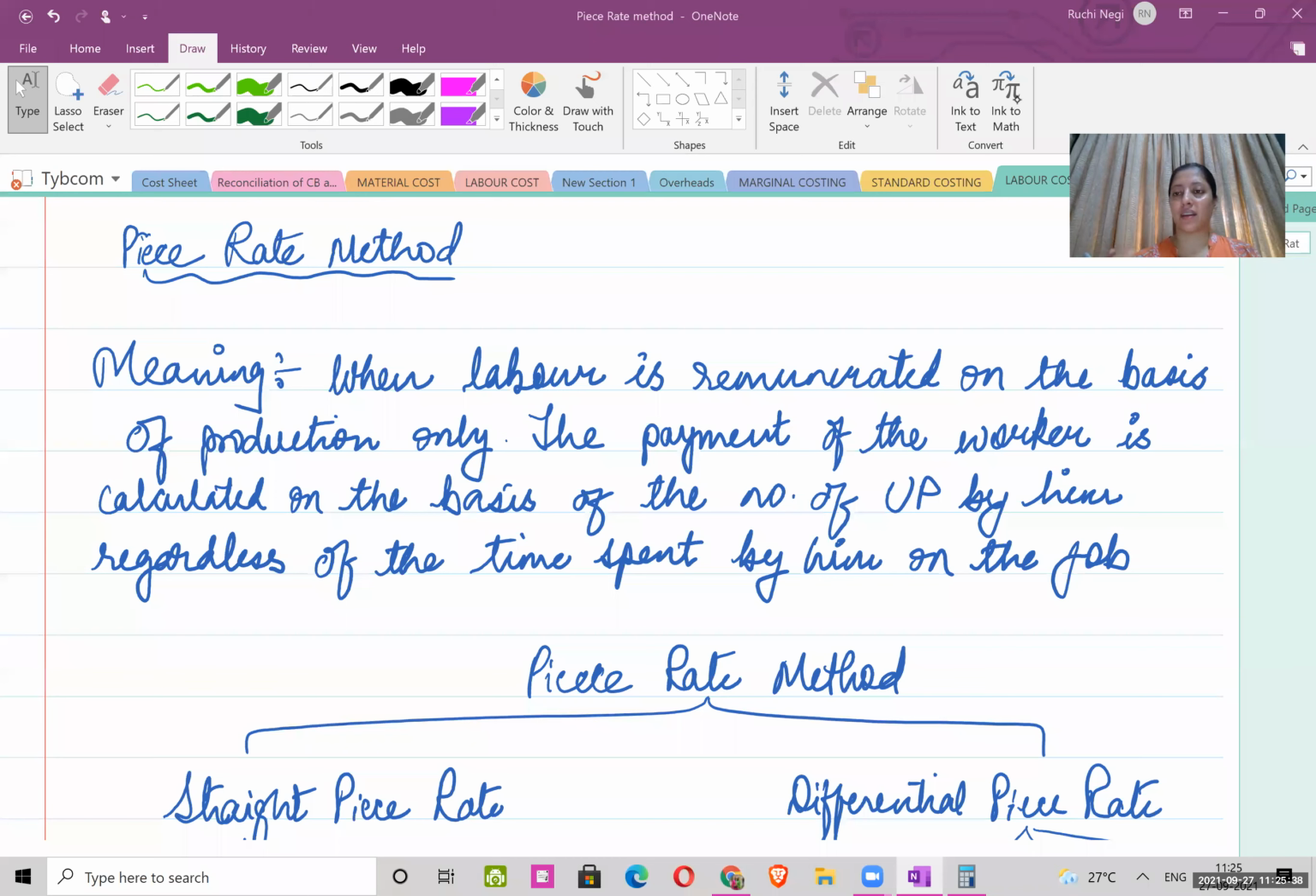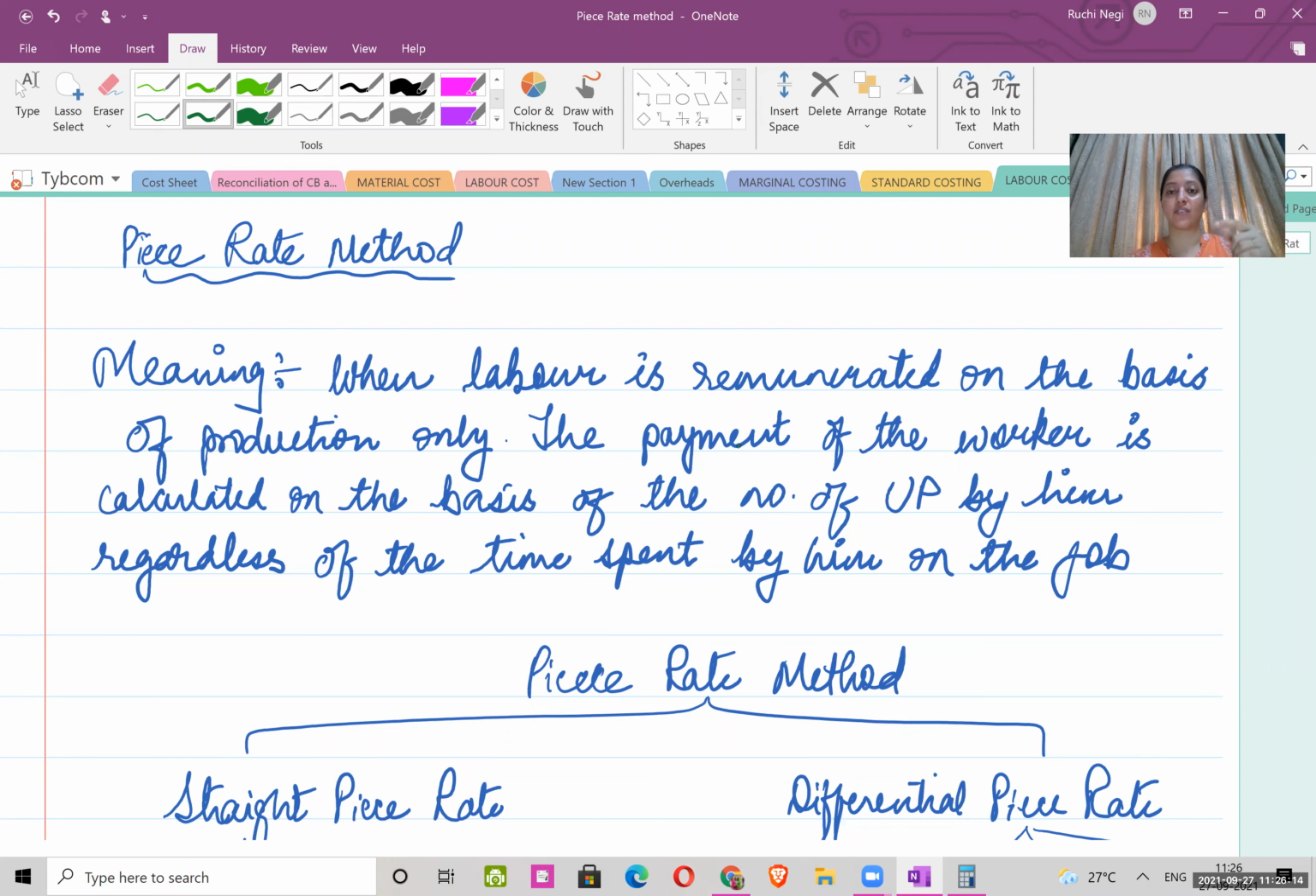When a laborer is remunerated, that is, when he is paid on the basis of production only, that is the actual output that he is producing, the payment of the worker is calculated on the basis of number of units produced. I just explained this concept right now, that units produced multiplied with NPR, regardless of the time spent by him on the job. So how many hours he has worked for that job is not taken into consideration, but how much actual output he has produced, that is taken into consideration, right?